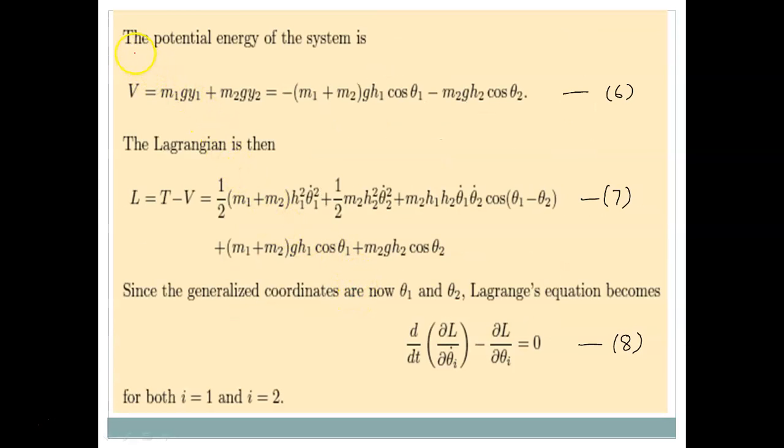The potential energy is V equal to m1gy1 plus m2gy2, and that is minus (m1 plus m2)g h1 cos theta1 minus m2g h2 cos theta2. In fact, we are substituting the values of y1 and y2 here, so that the value of potential energy comes out to be this. Now you know the Lagrangian of a system is given by L equal to T minus V. That gives you the kinetic energy over here and the potential energy V here. We substitute the values.